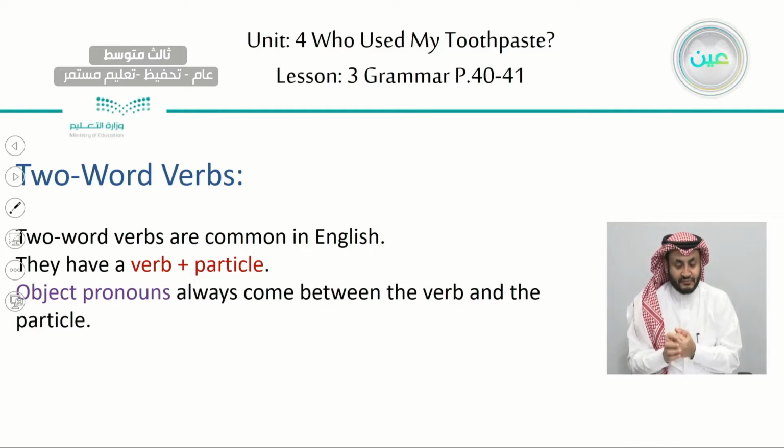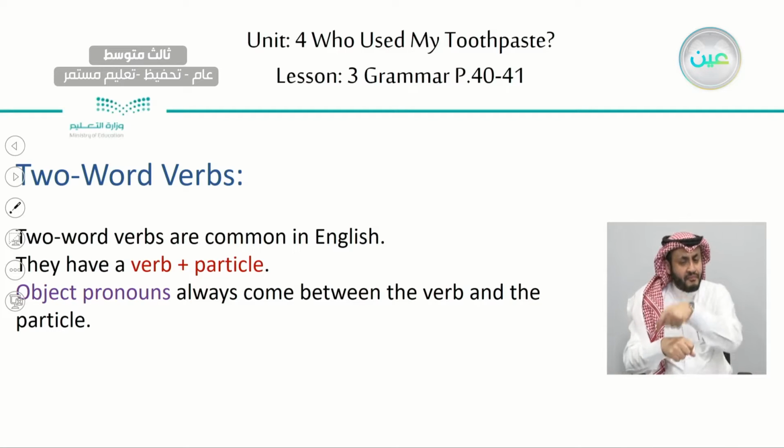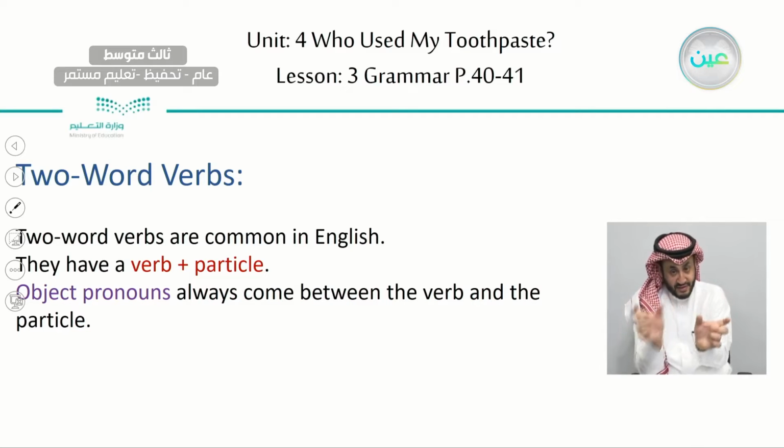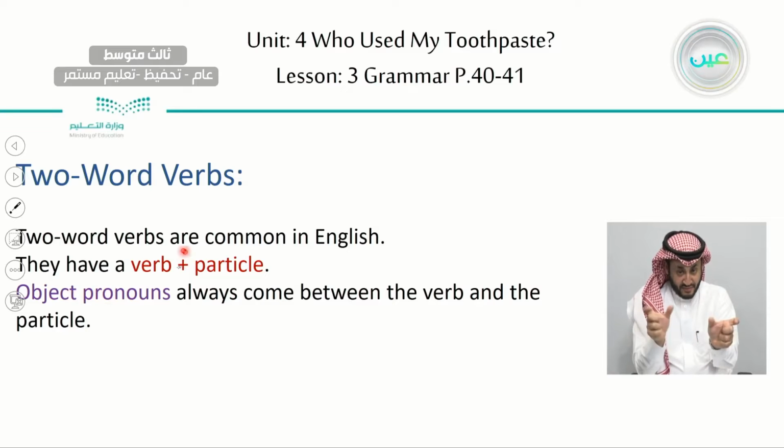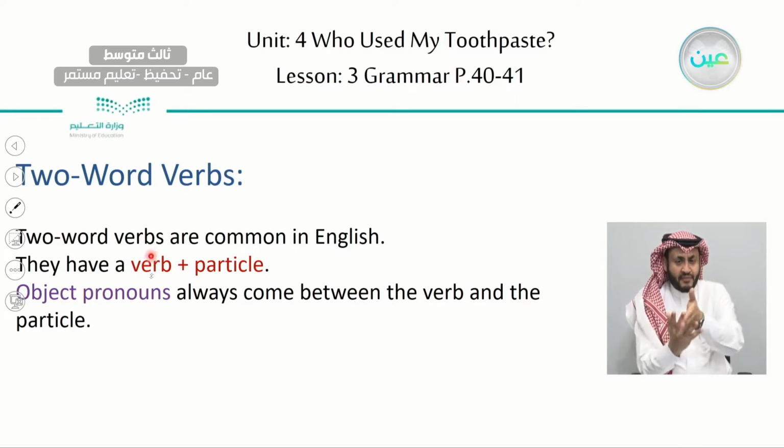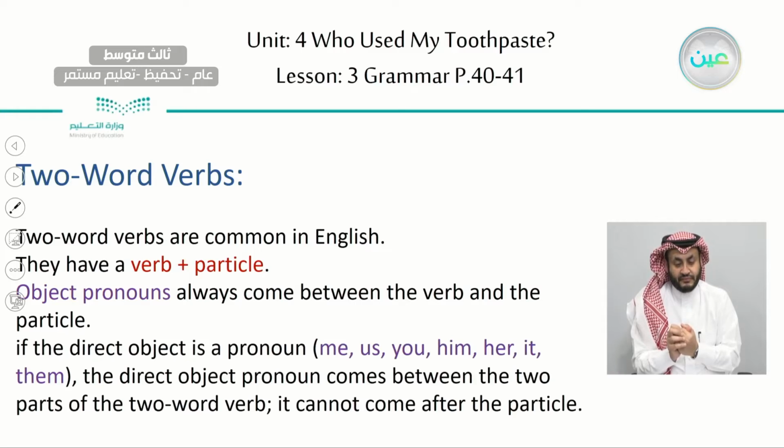Now, sometimes we have an object in the sentence, okay? Object pronouns always come between the verb and the particle. What does that mean, Miss? We have an object pronoun, we put it here in the middle between the main verb and the particle. We put the object pronoun between the two words of the verb, okay? What are the object pronouns? Me, us, you, him, her, it, and them.